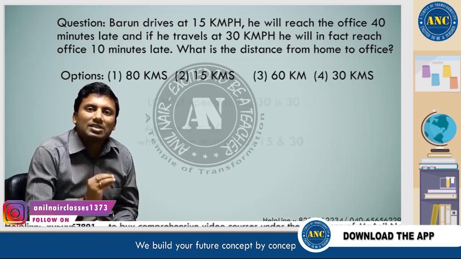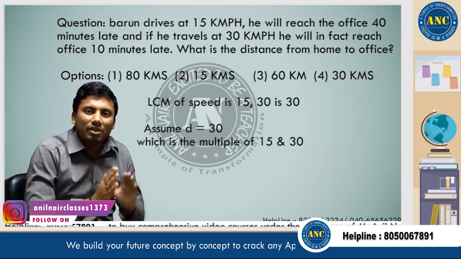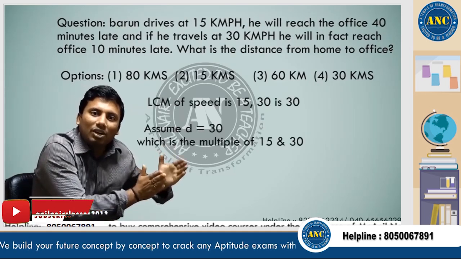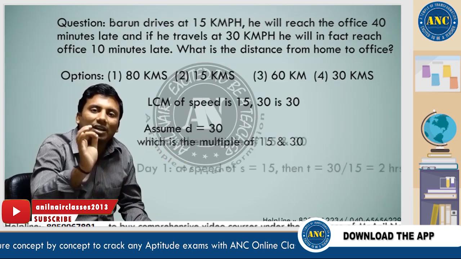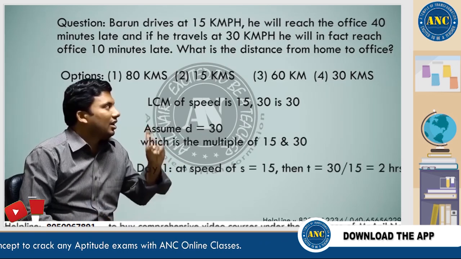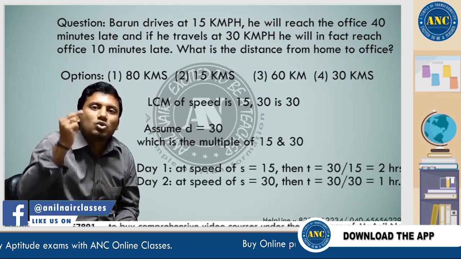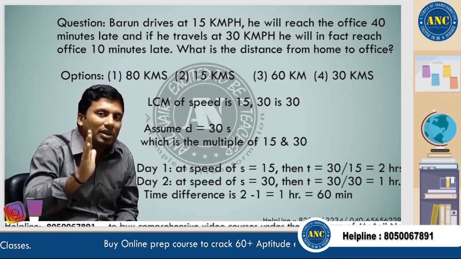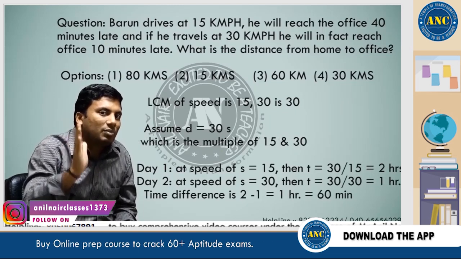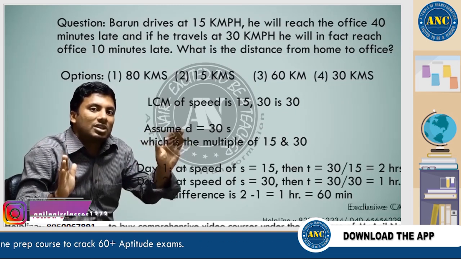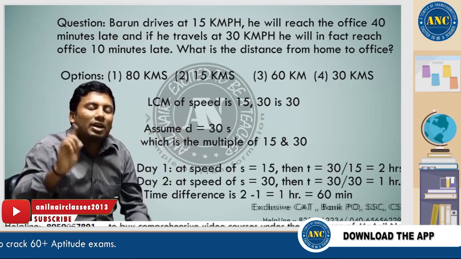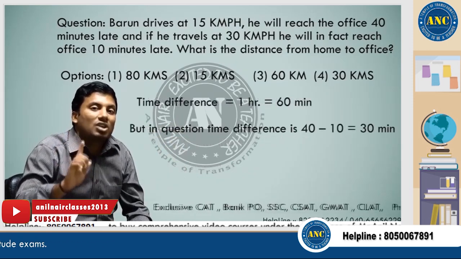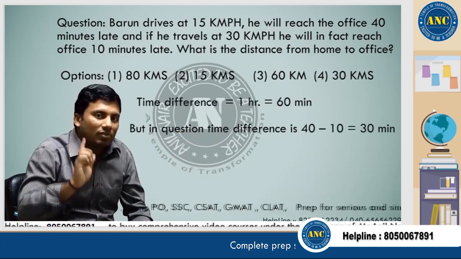15, 30. LCM is 30 kilometers. So if I assume the distance to be 30 kilometers, day 1 he takes 2 hours, second day he takes 1 hour. 2 hours, 1 hour, gap is 1 hour. That means the 60 minutes difference in time period is because of assuming the distance to be 30 kilometers. But according to the question, it is not 60 minutes. Read the question once again.